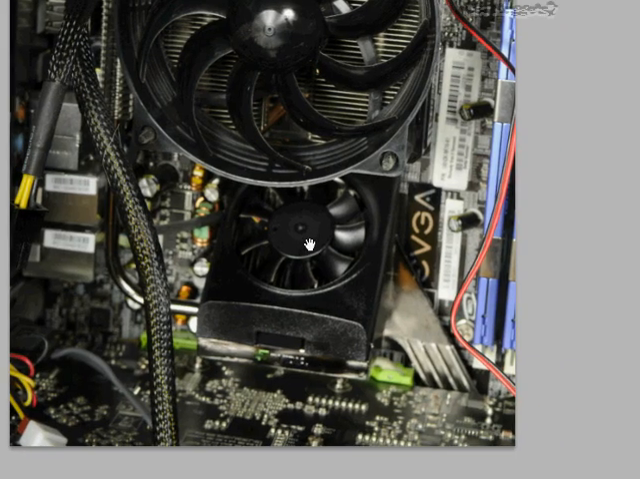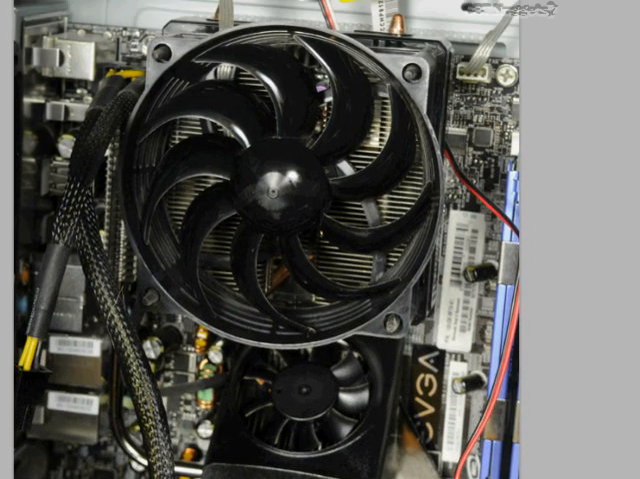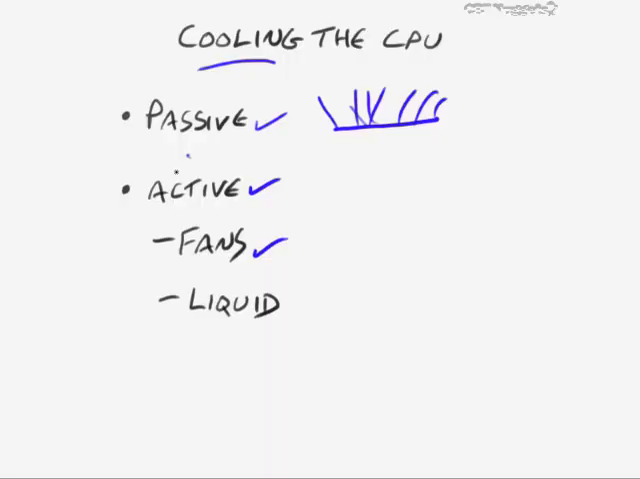Oh, here's a good example of what I was talking about earlier. The North Bridge, or the I/O controller hub, has its own cooling system on top of it as well in this particular motherboard because it gets extremely hot. But both of these would be classified as active cooling solutions mainly because of the fans.